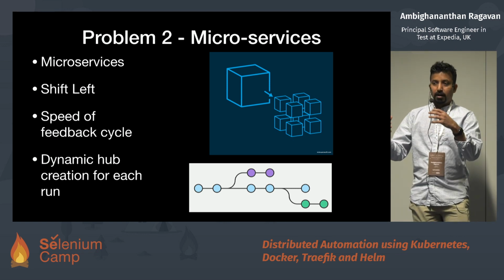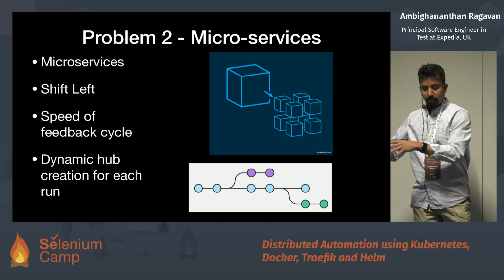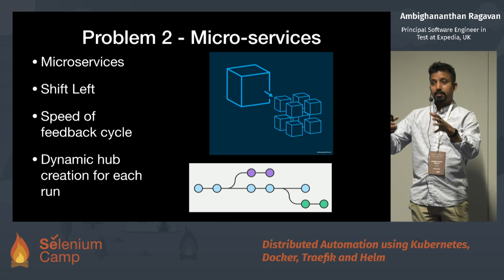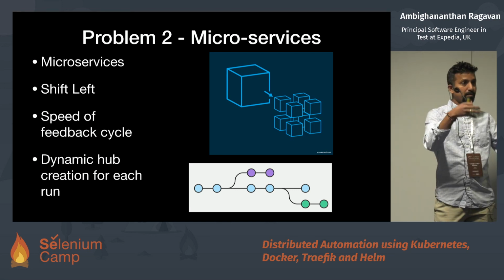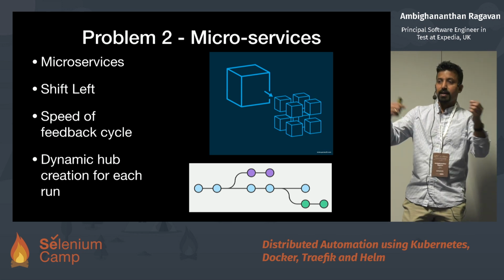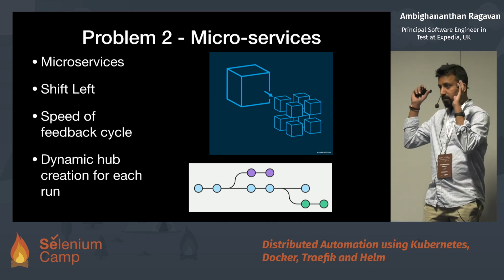Like for example, if you use pure EC2 instances, it's going to take more time compared to containers. And dynamic hub creation for each run. At the moment, as I said, our Selenium hubs are manually created using a self-service, and we assign them per team or per Jenkins job.